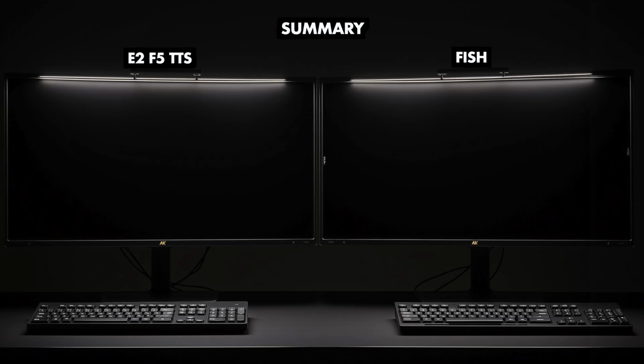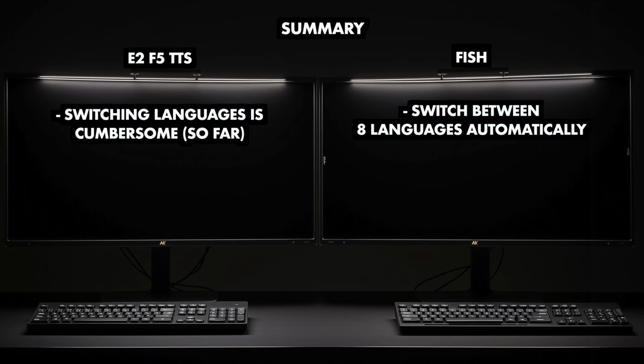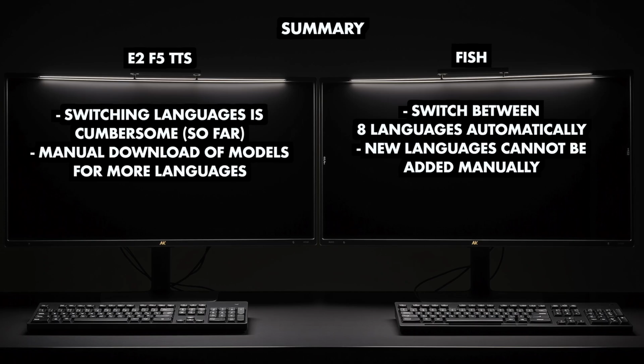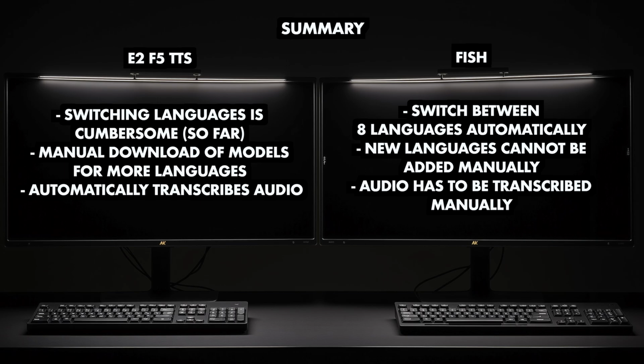So, as you have seen, Fish makes it much easier to use and switch between different languages, but for now it is limited to the 8 languages it comes with, as you cannot download more languages like you can do with F5. And Fish requires you to transcribe the input audio manually, while F5 does it automatically.